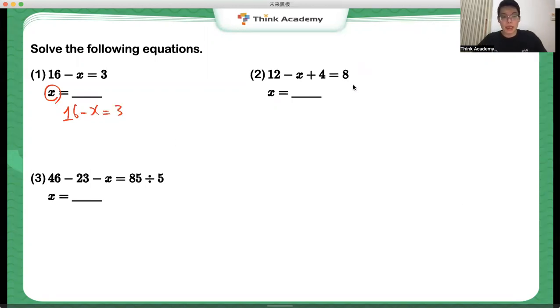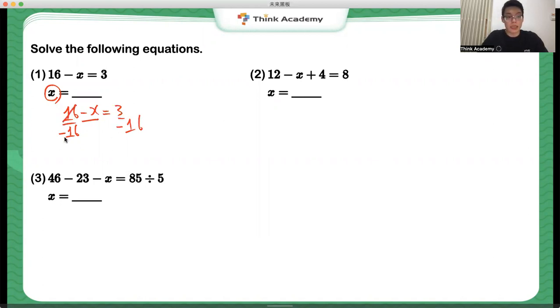And then the next step is we can see that X is on the left-hand side, where 3 and 16, the two numbers, are on both sides of the equation, so that I can't directly write down the answer for X. What I can do is take away 16 from both sides of the equation. So that on the left-hand side, I have 16 take away 16, take away X. On the right-hand side, I have 3 take away 16.